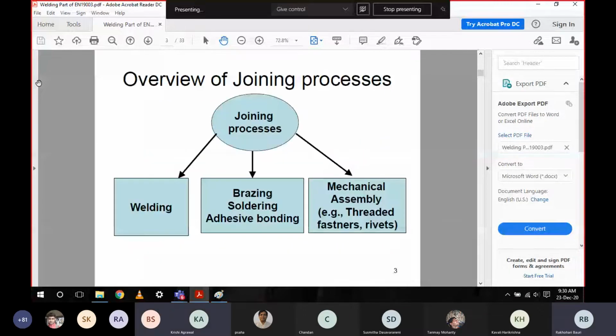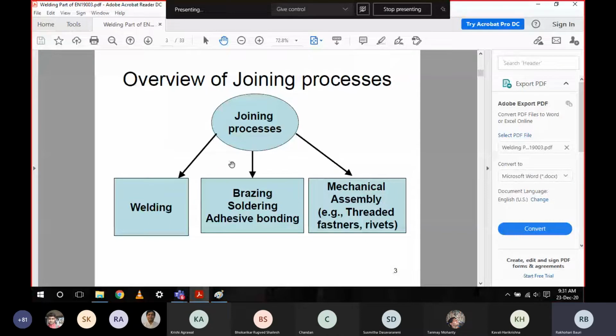Sir, will joining processes also affect the strength of the T? Strength, yeah. Further on, I will show you the figure of welding, then I will tell you the metallurgical parts, so how strength is varied in welding.